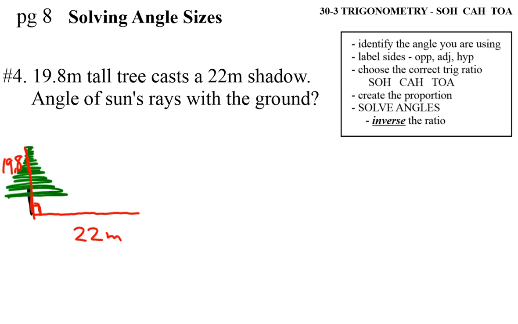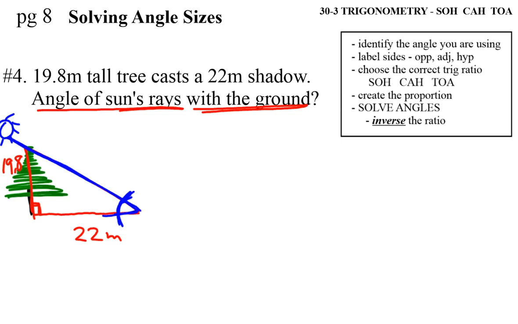A tree and the ground meet at 90 degrees. Top of the tree to the bottom of the shadow, there's our right triangle. Have to have a right triangle in this. Now the question wants to know the angle of the sun's rays with the ground. So where do the sun's rays meet the ground? Here's the sun up here. It's shining down. There's its ray. Where does it meet the ground? Right there. There's what we're trying to find. Where the sun's ray meets the ground. There's the angle we want.